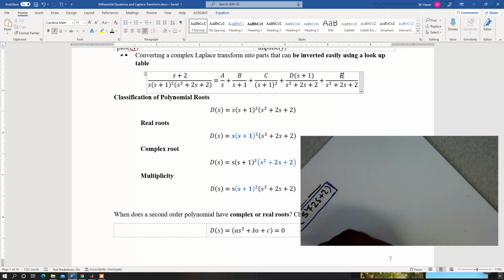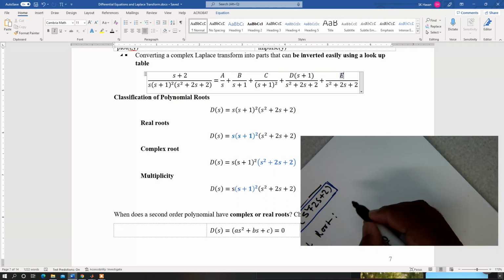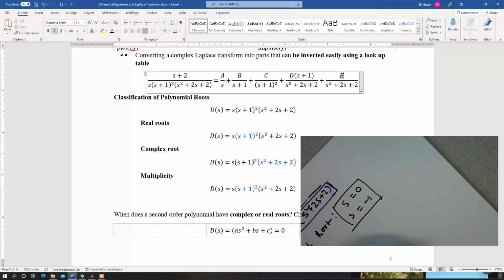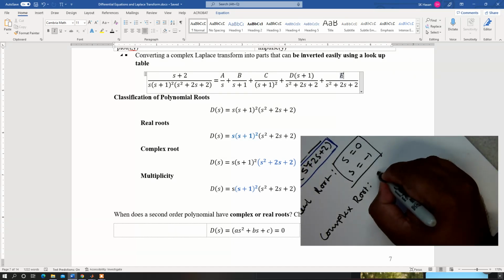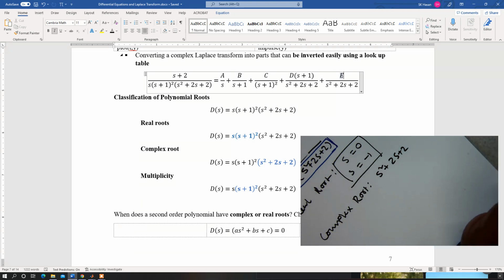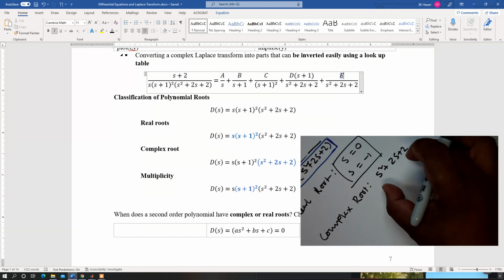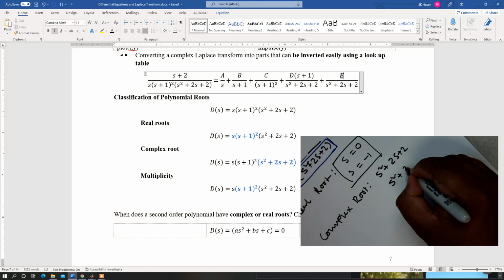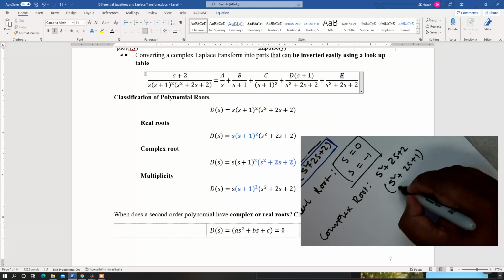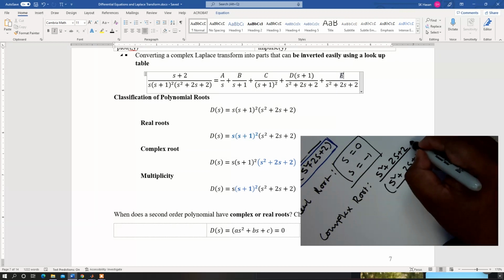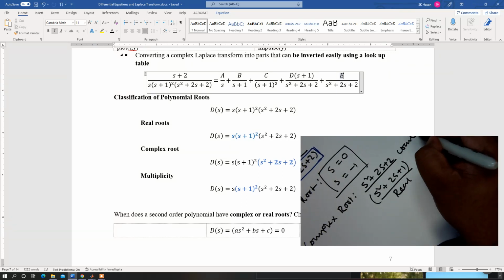When we do the partial fraction expansion, normally two types of roots appear. One is the real root, which means the root is a real number, like in this case s equal 0 and s equal -1. So these are the real roots. And the complex root for this case is s square plus 2s plus 2. Now my question is how you will understand that it's a complex root or not. If I write s square plus 2s plus 1, this is not a complex root, this is a real root, whereas this one is a complex root.